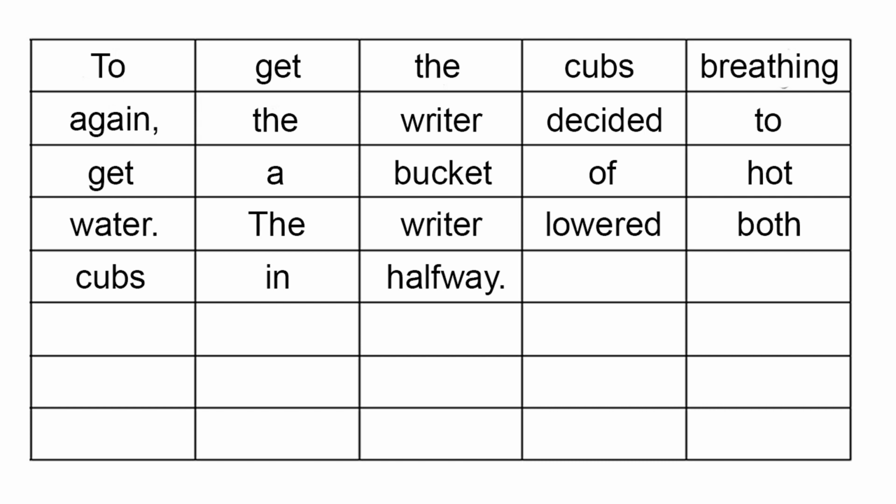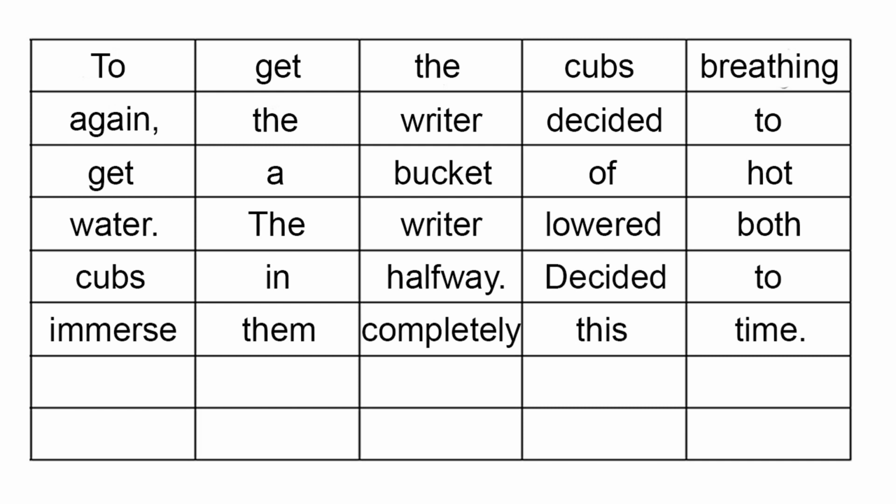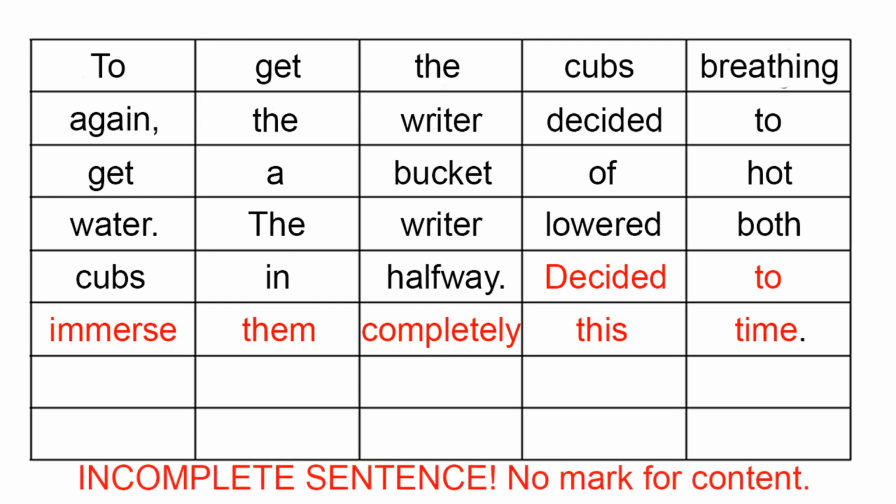So let's see the next sentence. Decided to immerse them completely this time. Okay, what is wrong with this sentence? Anything wrong? Yes, it's so wrong because this is actually an incomplete sentence. Why is it an incomplete sentence? Because there is no subject. Okay, this sentence does not have a subject. So this sentence is incomplete.